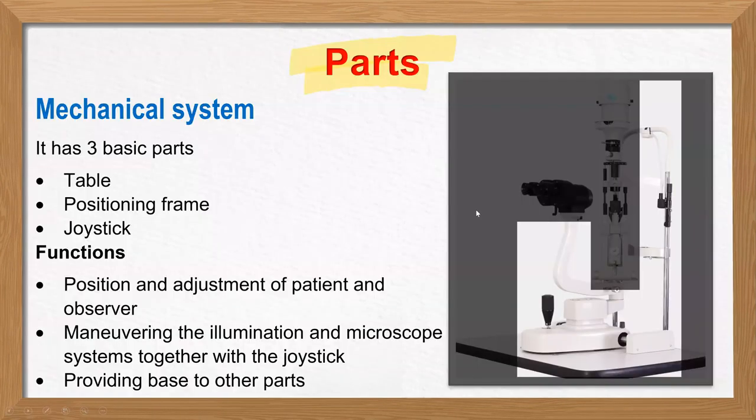The mechanical system consists of three main parts: the table, the positioning frames, and the joystick. So what is the function of this mechanical system? It should position and adjust the patient and the observer, so both of them will be facing each other, and it will control both the illumination arm and the viewing arm, both the illumination and the microscope. So it will connect them together by this joystick and provide a base for the other parts.